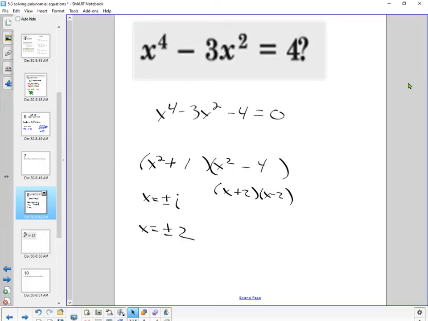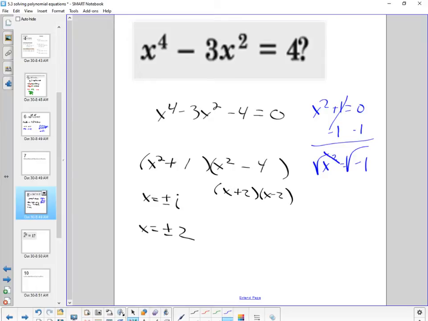Wait, is that 2 or i? The bottom is a 2. This one's an i right here. This is the one I lost you on? Well, here. When does x squared plus 1 equal 0? If I subtract 1 from both sides, I've got x squared equals a negative 1. Take the square root of both sides. That's going to give me plus or minus something, right? Well, what's left there? i.